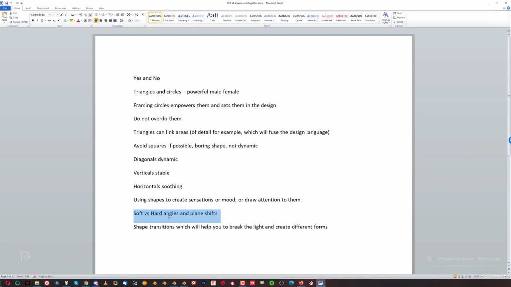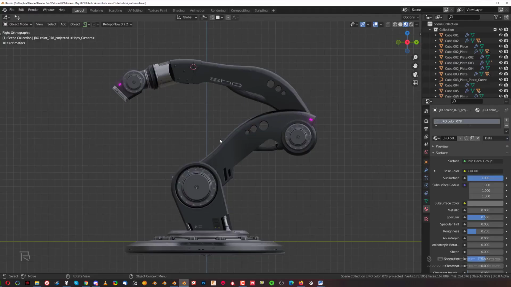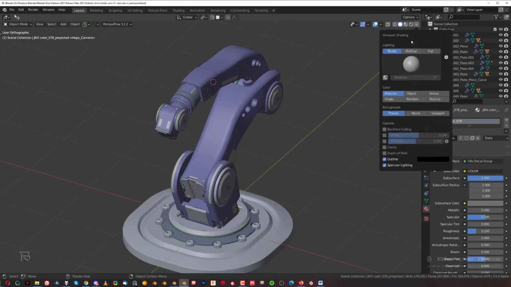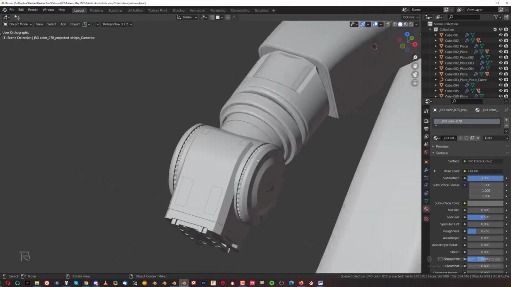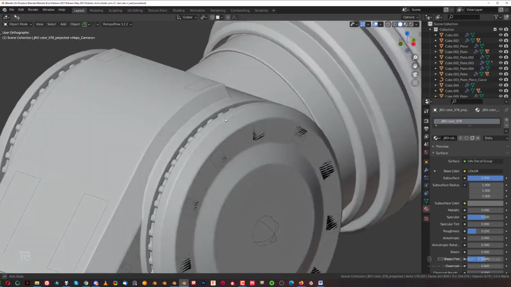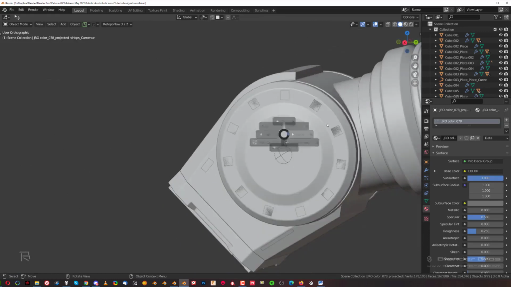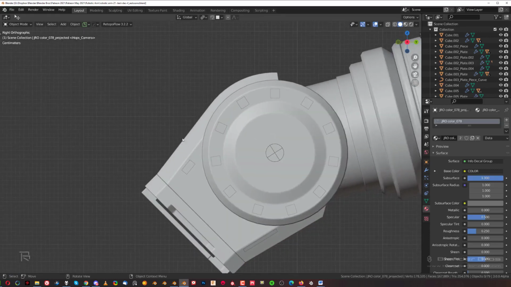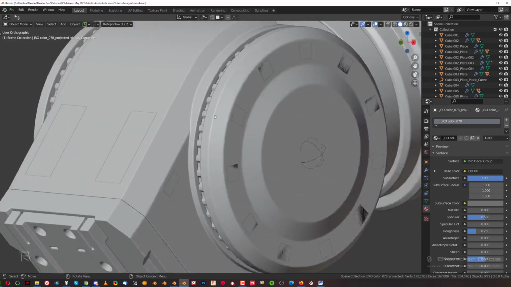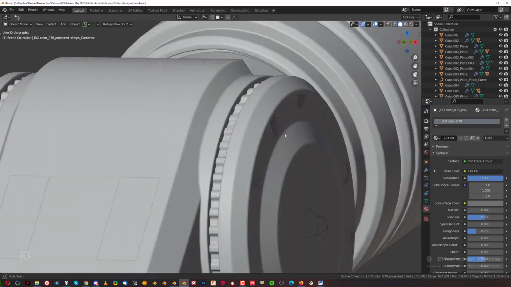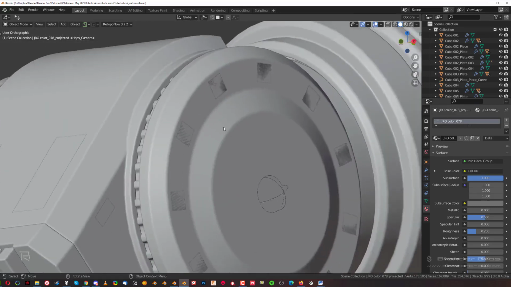Now, soft versus hard angles and plane shifts. This is actually really important. If you look closely at this model, I'm just going to turn off this render mode so you can see a bit better. There are a lot of plane changes. There's a plane here, it's not straight. There's a plane change in here, and another plane change in this area because you've got a shift like this. And then you've got the gap, and another plane change, and then you've got chamfers.